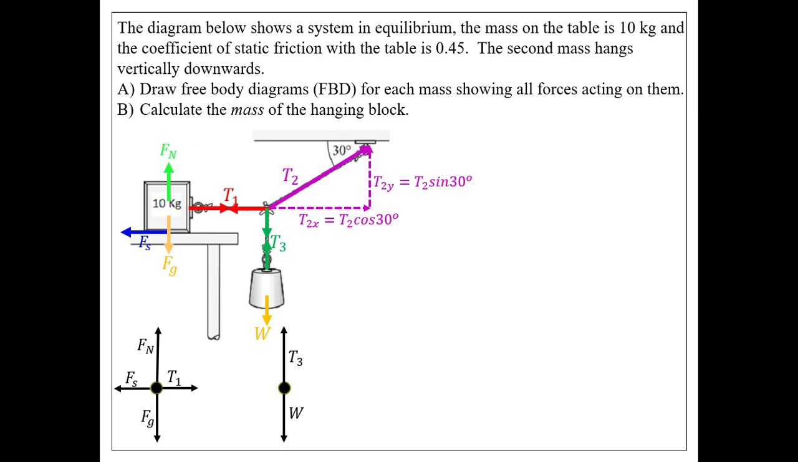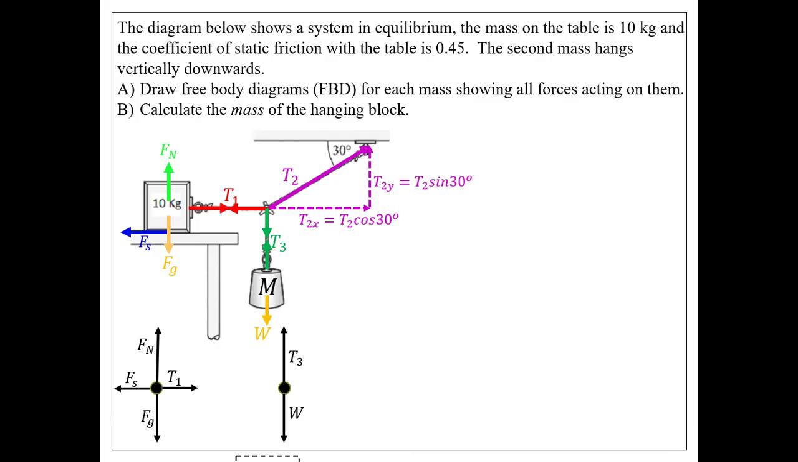All right, that's it for part A. Let's go ahead and do part B. Part B asks us to find the mass of the hanging block. Well, the diagram didn't give me what this is, so I'm just going to call that capital M. Why not? You can call it lowercase m, whatever you want. I'm just going to call it capital M, so let's find capital M in my work.